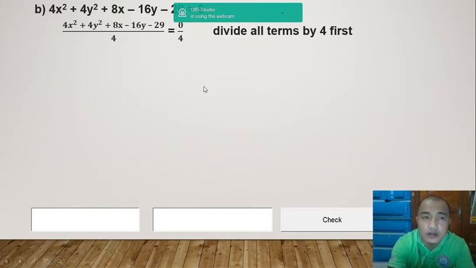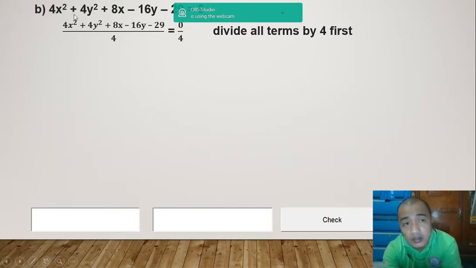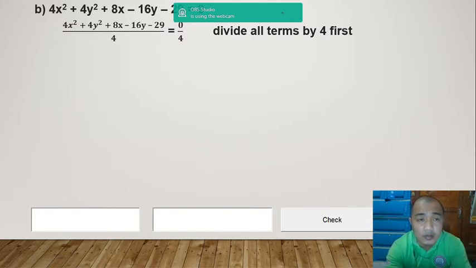Kaya muna natin yun. Okay, listen. In letter B, the given equation is not yet in its general form. So, that's why we divide all terms by 4 first. So, dapat iwasan natin na may coefficient yung x squared tsaka y squared, right? So, we must divide it by 4. Okay? Para matanggal yung coefficient ng x squared and y squared.